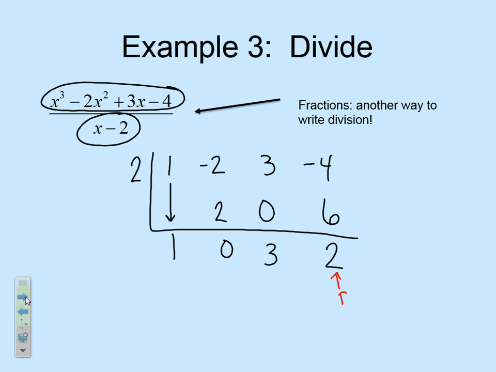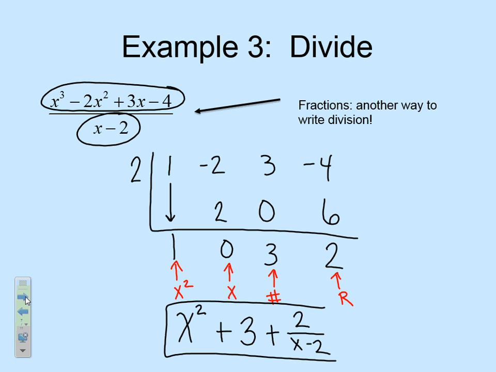This is the remainder. This is the plain number. In front of that would be x's. In front of that would be x squareds according to standard form. So my final answer would be 1x squared. I don't have to write any x's because I don't have any. Plus the regular number 3, so constant 3, plus the remainder of 2 over my divisor, which was x minus 2. So my quotient plus remainder polynomial, there you go.